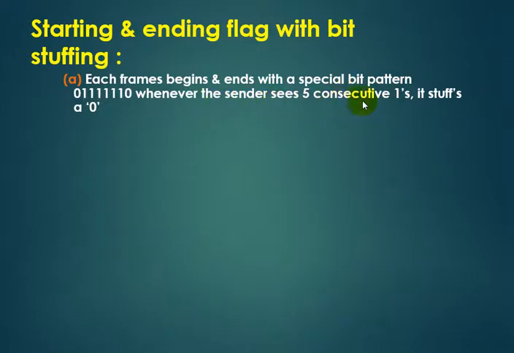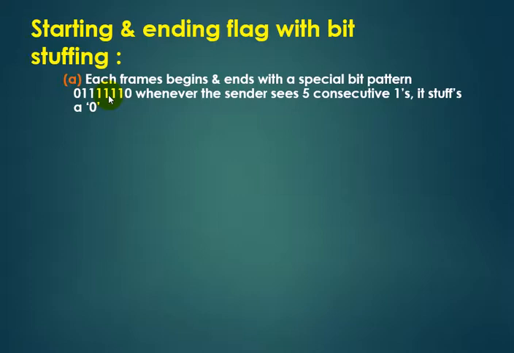Whenever the sender sees five consecutive ones, it stuffs a 0. Consecutive means continuous ordering. Stuff means include. So here we see the five consecutive ones. The flag is 0, 1, 1, 1, 1, 1, 1, 0. That flag consists of consecutive ones, so the sender stuffs the bit 0 inside the data wherever five consecutive ones appear.